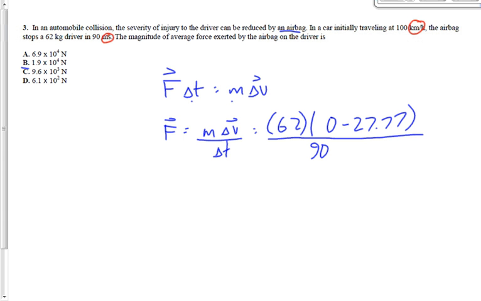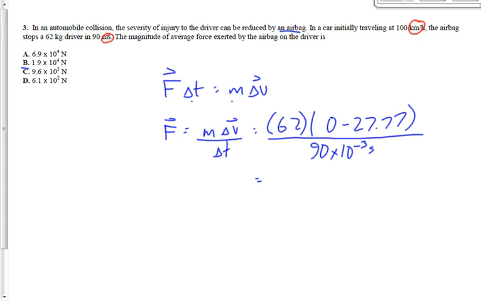Now, somebody asked me, how do you convert milliseconds to seconds? It's on your data sheet. In the very middle section of your data sheet, it has all these metric prefixes. Milli is one of them. It says a milli is 10 to the minus 3. So let's not move the decimal place. That's just confusing. A milli is 10 to the minus 3. 90 milliseconds is 90 times 10 to the minus 3 seconds.